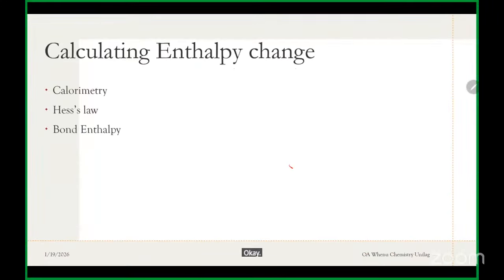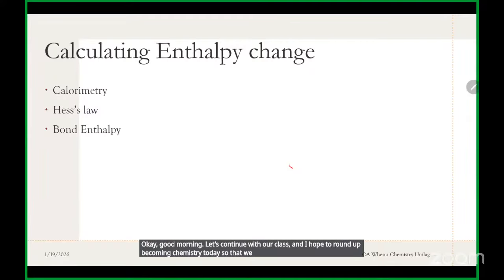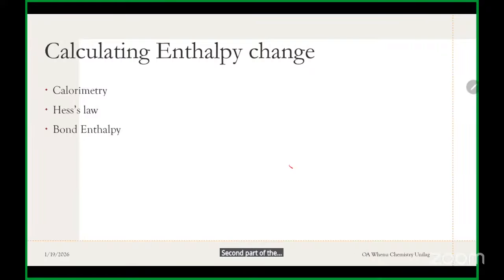Okay, good morning. Let's continue with our class, and I hope to round up chemistry today so that we can finish the second part of my topic in due time.